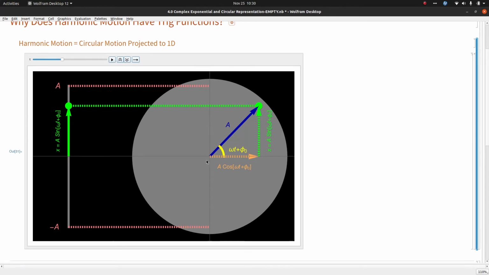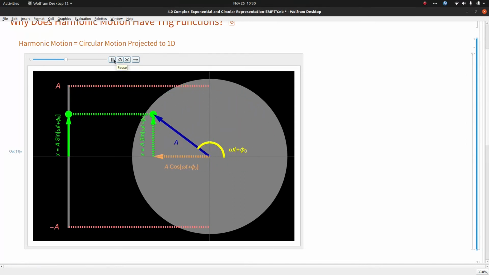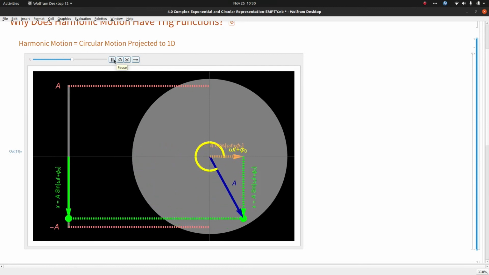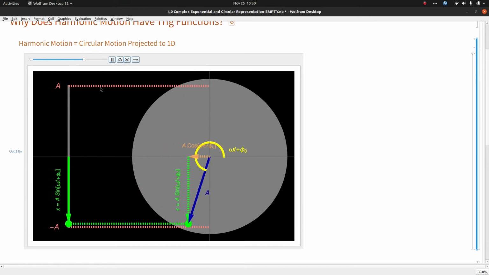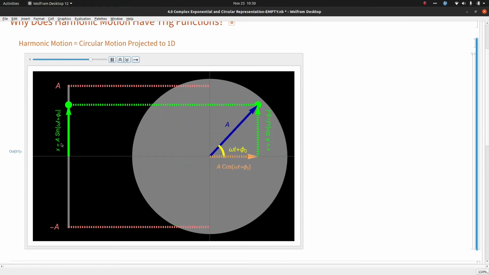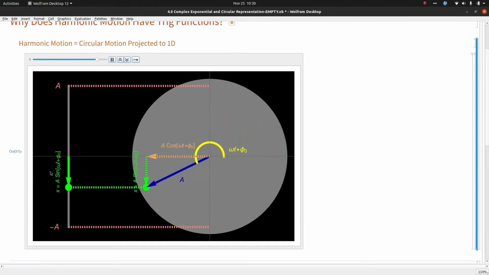For the vertical component of the circular motion, it just maps onto the simple harmonic motion of this green dot. And that green dot is just moving up and down in simple harmonic motion. Its equation is described by x equals the amplitude A times sine(omega t plus phi).